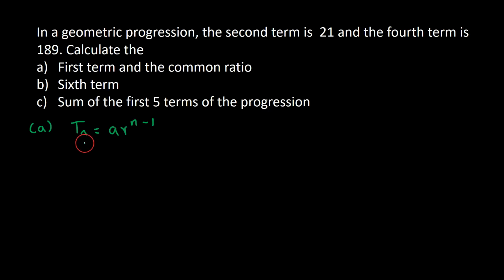Where we have Tn, let's replace it with the second term, which is 21, equals... we don't have a, we don't have r, but where there's n, we are finding the second term here. So where there's n, you have 2 minus 1. And then we can rewrite 21 equals ar. 2 minus 1 is just 1. So this is our first equation.